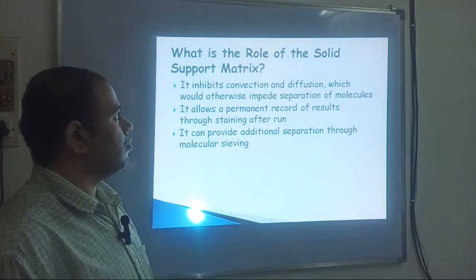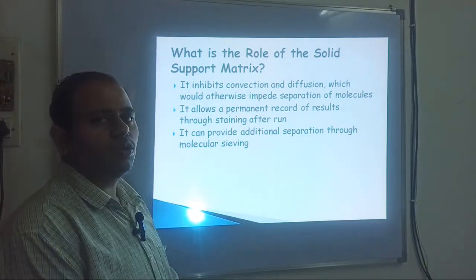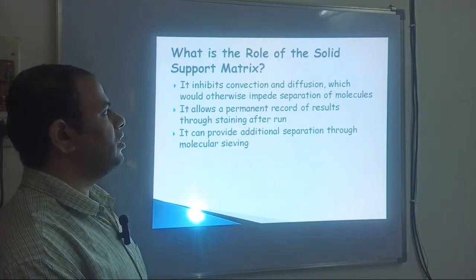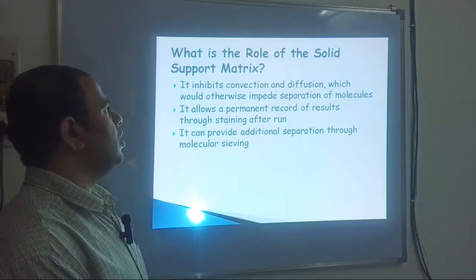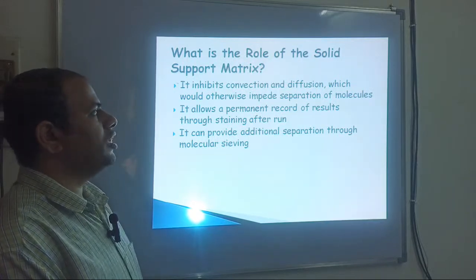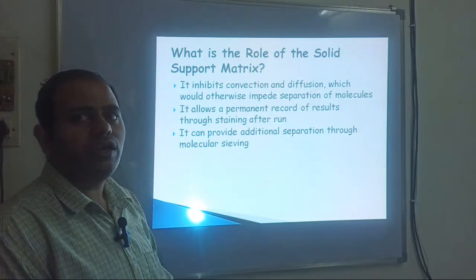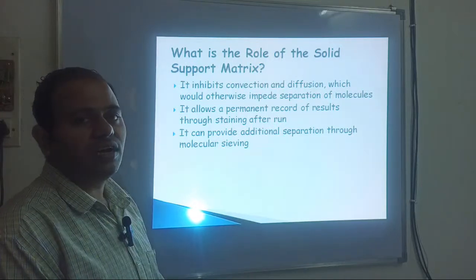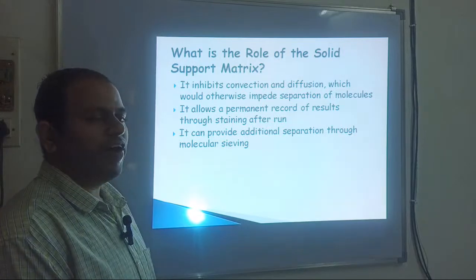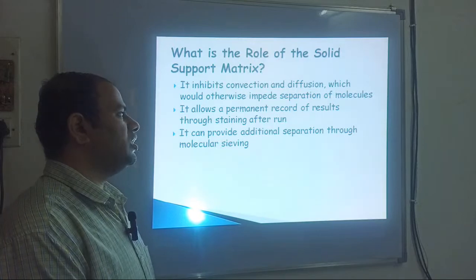Okay, what is the role of the solid matrix? Solid matrix such as agarose, acrylamide, or bisacrylamide helps in separation. It inhibits convection and diffusion, which would otherwise impede the separation of molecules. So all kinds of diffusion and convection currents are nullified by this matrix. It also allows a permanent record of the result through staining after the run.